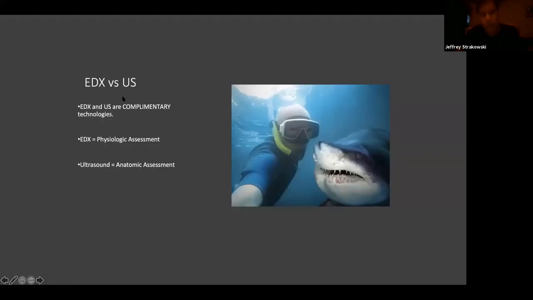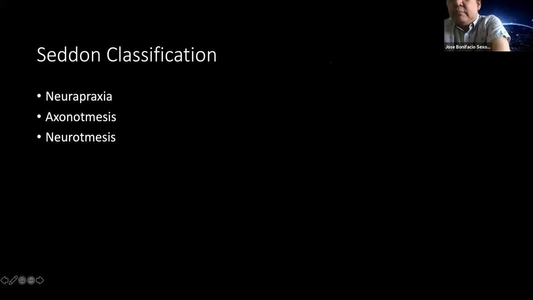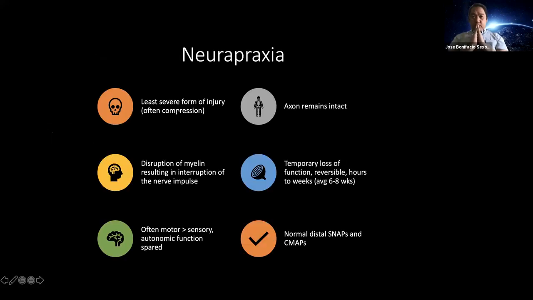So when it gets to electrodiagnosis and ultrasound, these are complementary technologies. One's a physiologic assessment and one's an anatomic assessment. So we look at them, we have the Seddon classification. So there's neurapraxia, axonotmesis, and neurotmesis. And those are the really three types categorized.